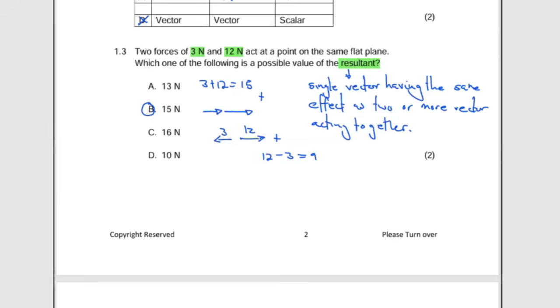So the maximum value that we can get is 15, and the minimum value that we can get is maybe minus 3 plus 12, which is equivalent to minus 9. So those are the values that we can get from these two vectors. Therefore, all these other ones are going to be incorrect. So the only correct option is 15. Remember, we got it from the definition of a resultant, which is a single vector having the same effect as two or more vectors acting together.